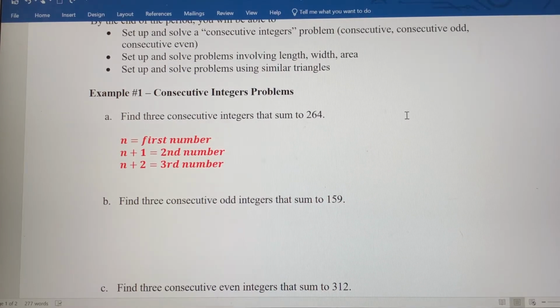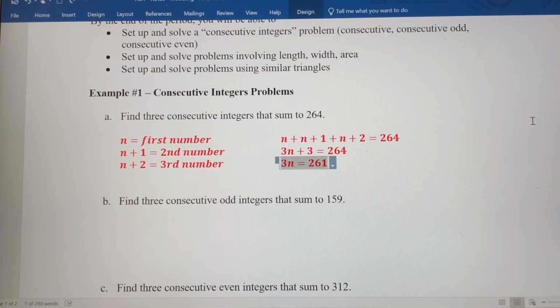Okay? So now we've got these 3 numbers. We're going to add those together. Sum means addition. So we've got n plus the second number n plus 1 plus the third number n plus 2, and that's going to equal 264. So we've got a pretty basic linear equation here that we can solve for n. I'm going to combine like terms on the left side. I get 3n plus 3 equals 264. I'm going to subtract 3 from both sides. I'm going to divide by 3, and n is 87.